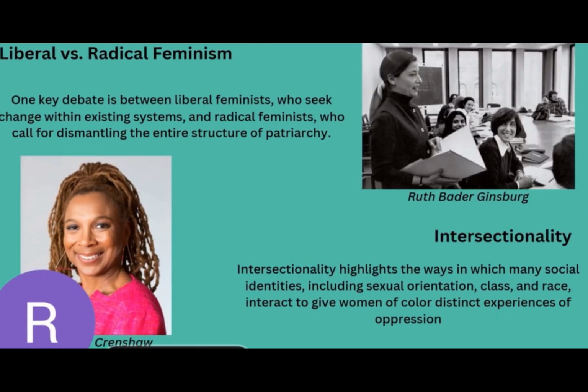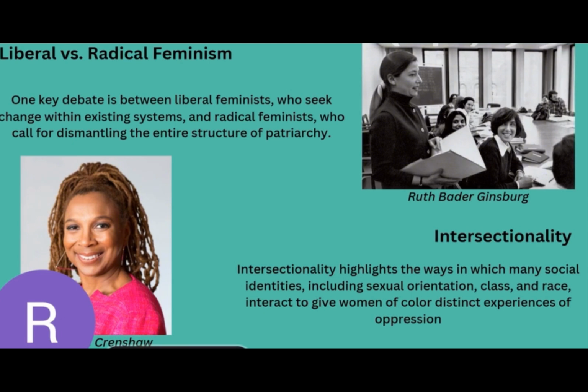Next slide. There are two different types of feminism: liberal and radical feminism. Liberal feminism is more focused on trying to change what goes on systemically in terms of gender inequalities. Radical feminism is more than just a systemic thing that they're trying to dismantle. They're trying to dismantle the entire structure of patriarchy.